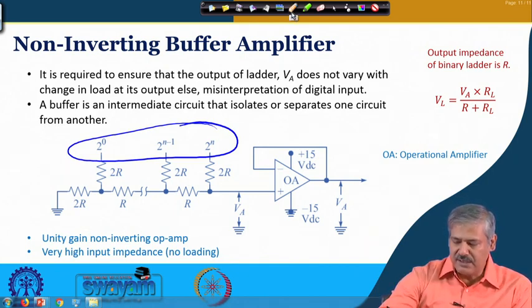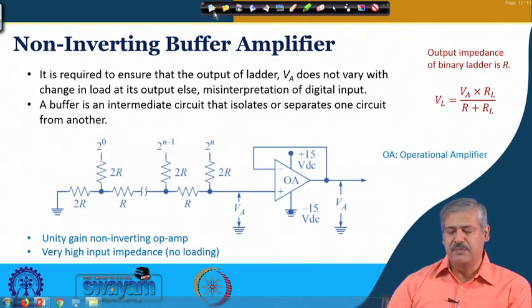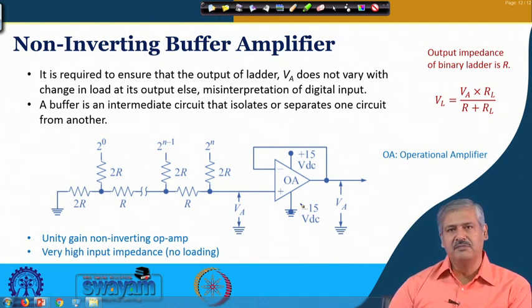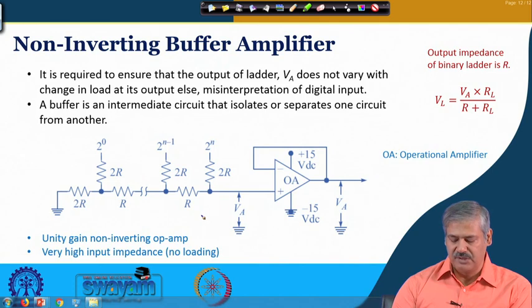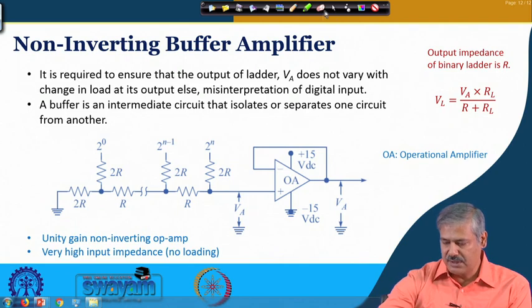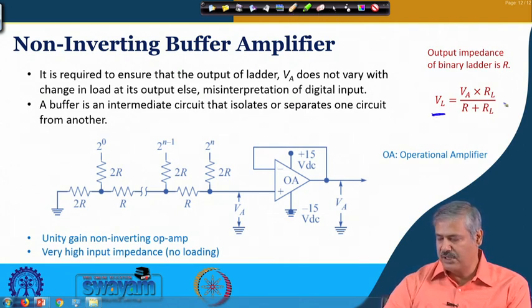So, a buffer is an intermediate circuit that isolates or separates one circuit from another. The circuit that we discuss here is an operational amplifier, op amp, based circuit, and here it is connected in a non-inverting mode, and this is a unity gain. So, this provides a very high input impedance and it does not load the circuit, and whatever is the input here, the output will be that at the other side. And this is what I was telling, that this output voltage which changes with the load, that part we want to avoid.